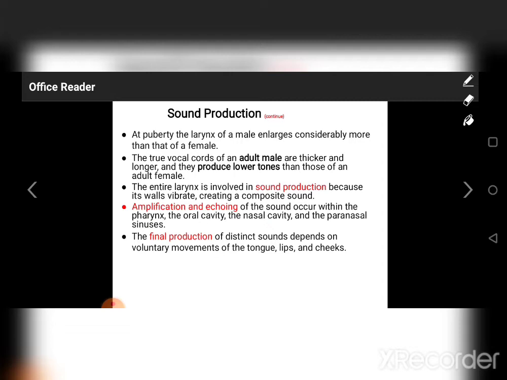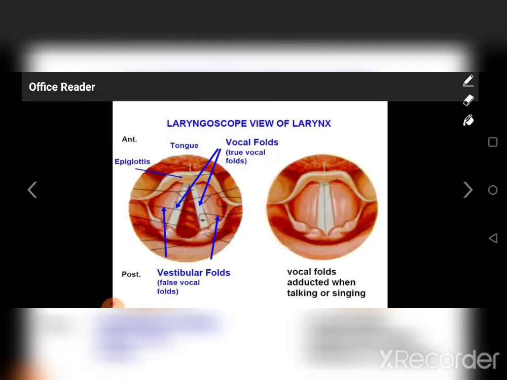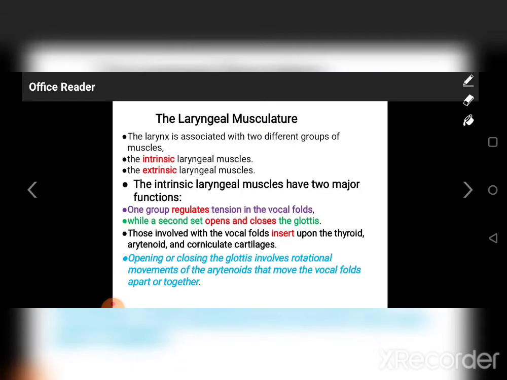Amplification and echoing of the sound occur within the pharynx, the oral cavity, the nasal cavity, and the paranasal sinuses. The final production of distinct sound depends on the voluntary movements of the tongue, lips, and cheeks. So again, the vocal folds are adducted when talking or singing, and they are abducted at the time of normal respiration. Now, laryngeal musculature.